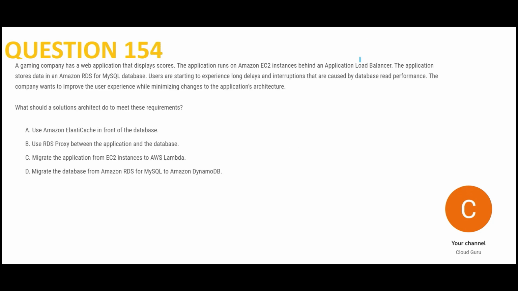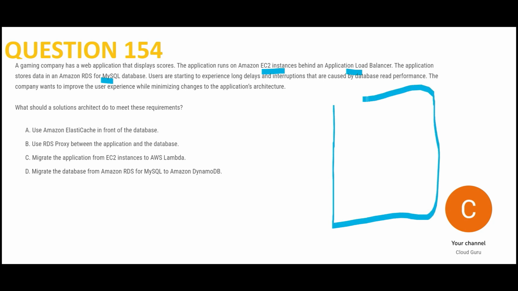So you have this next question. You have a gaming company. Okay, they have an application. Again, they are saying we have put our application on EC2 instance and application load balancer, and the data they are storing in RDS for MySQL. So they have an application, they have put it on EC2 instance. This is your EC2, and they got a database. Yeah, database is there. This database is RDS, okay.